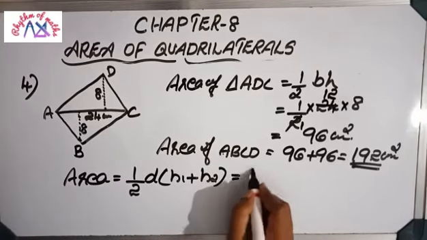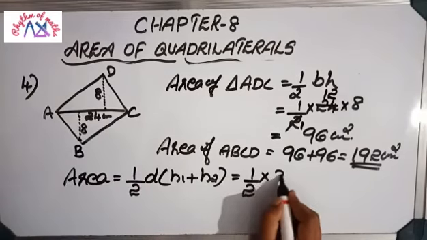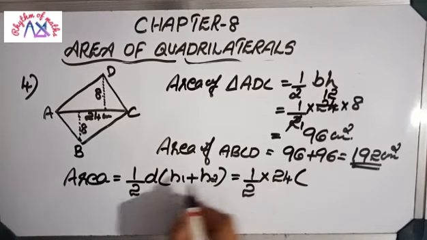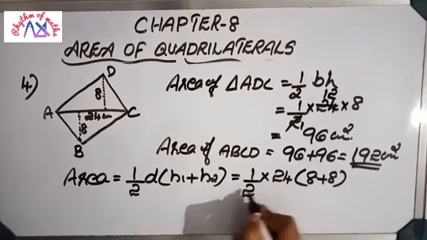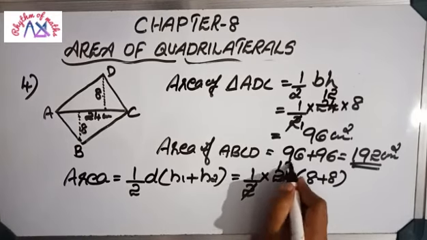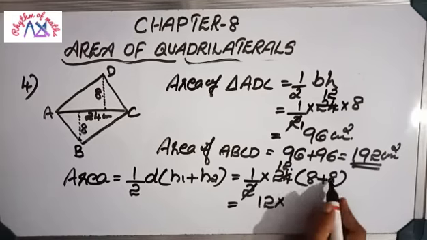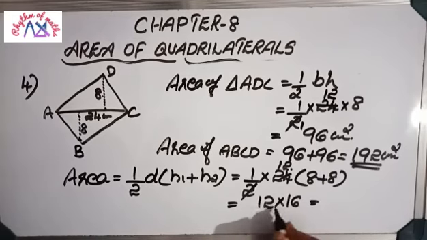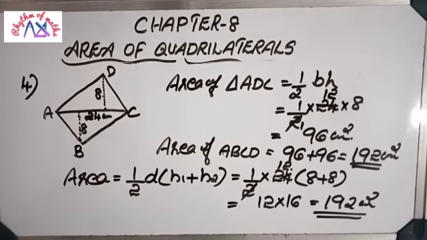This equation also we can apply, that is half into diagonal, which is 24, into H1 which is 8 and H2 which is also 8, that is 8 plus 8. So here 2 and 24 gives 12, that is equal to 12 into 8 plus 8, which is 16. Now 12 into 16 also gives the same answer, 192 centimeter square. Either of these two methods we can apply, both are correct. So this is the fourth answer.